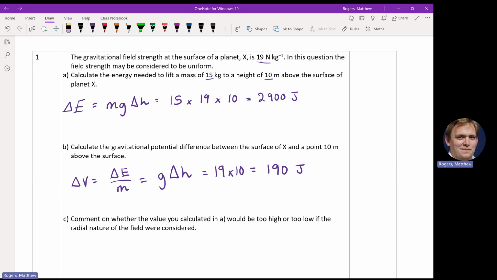Or if we're writing it correctly, joules per kilogram written like this. So this tells us the energy per kilogram to move between 2 points.